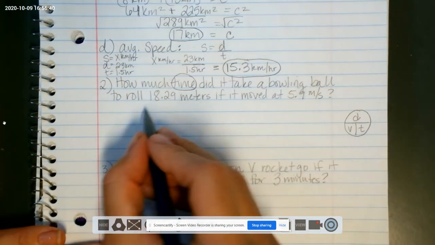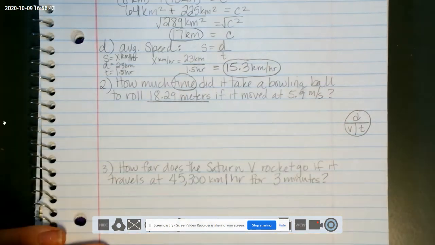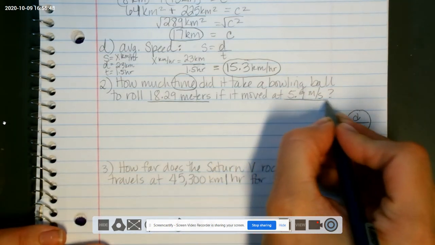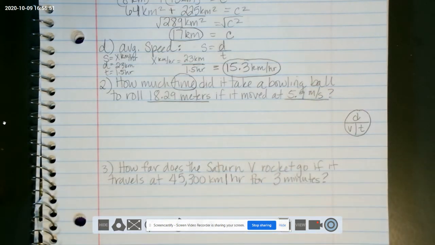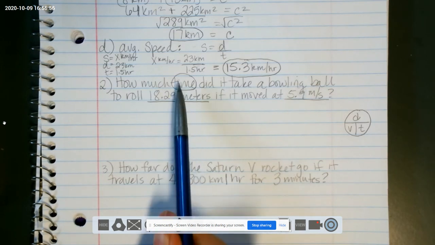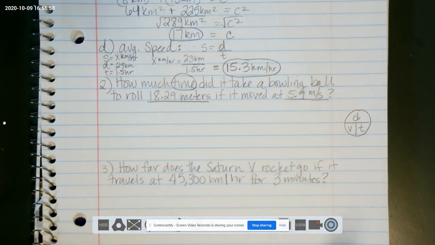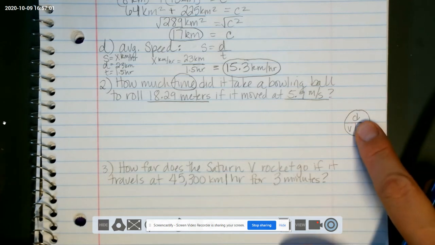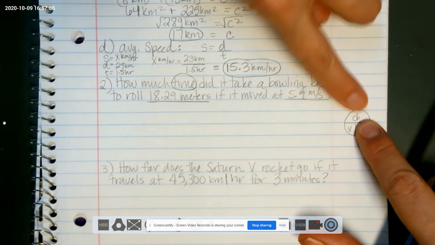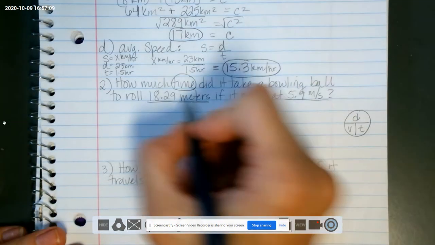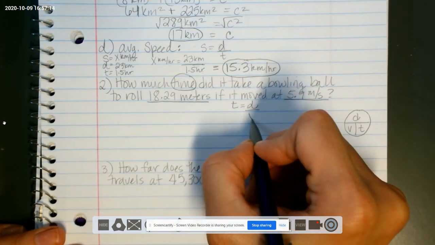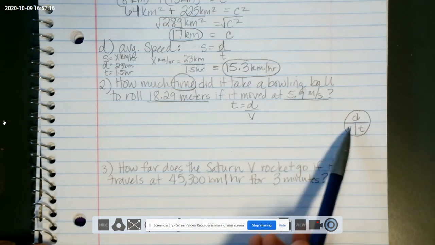Did it take a bowling ball to roll 18.29 meters? That's the length of a bowling alley, by the way. And it was moving at 5.9 meters per second. So we have a velocity and we have a distance, and we're going to be looking for time. So remember to use the circle. If we're looking for time, we're going to cover up the t, and what's left? We have a d and a v. So it's d over top of v. So the equation we will use will look like this. T equals d divided by v, because that's how it's arranged, d over top of v.